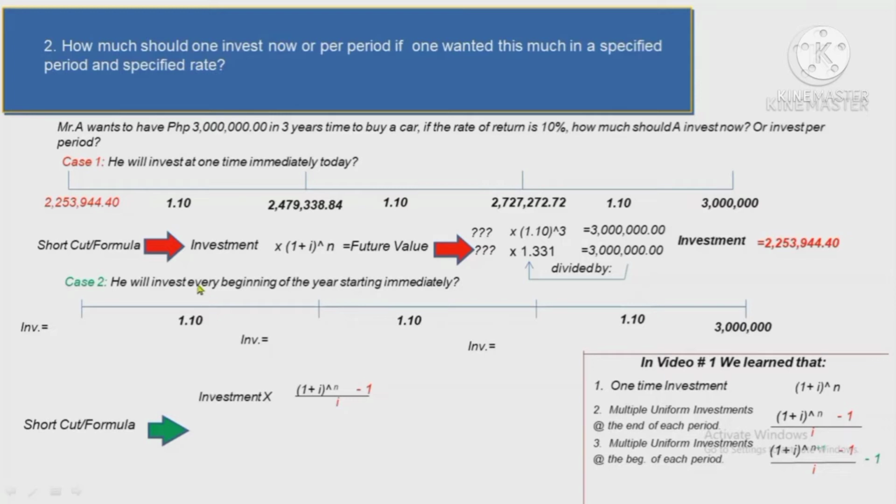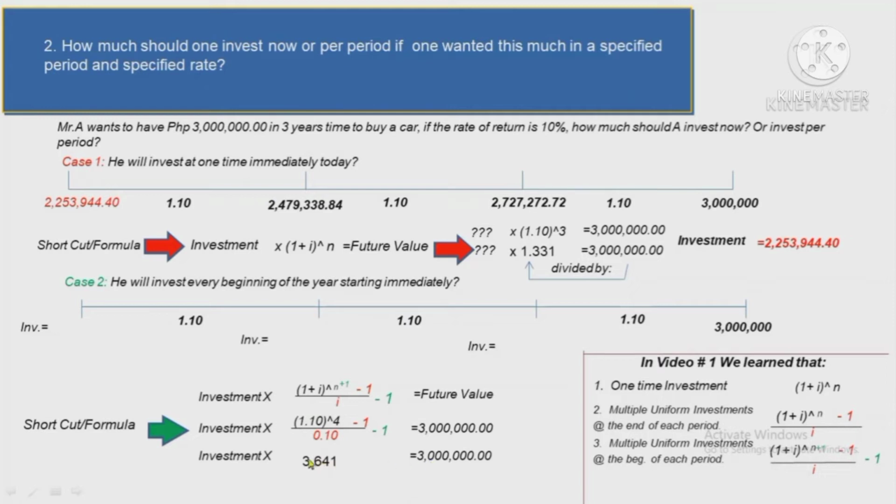And since, according to the case, the investment is every beginning of the year, or every beginning of the period, we need to add 2 other elements. We have plus 1 on the n and the final minus 1. So investment times this equals the future value. So let's substitute. The investment is unknown, but we can get the future value factor by getting 1.10 raised to the power of positive 4 minus 1 over 0.10, and we have the final minus 1 equals the desired future value of 3 million. So investment, if you summarize this, times 3.641 equals 3 million.